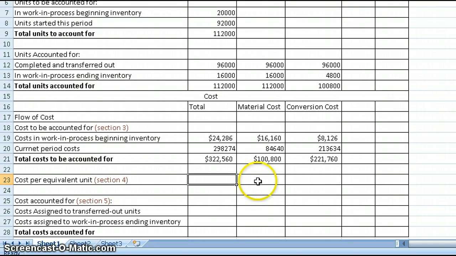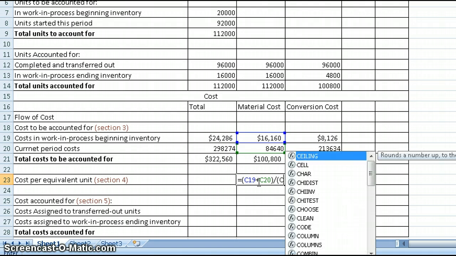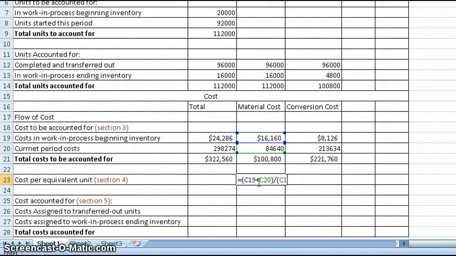To compute the material cost per equivalent unit, we will take the cost in work in process beginning inventory plus the current period cost divided by the completed and transferred out units plus the in work in process ending inventory. This will give us 90 cents for a cost per equivalent unit for the material cost.